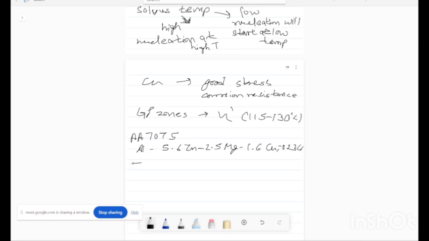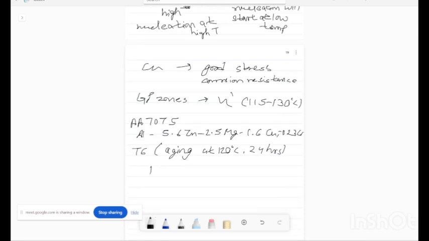So it attains the peak hardness at T6 temper condition. T6 means aging at 120 degrees Celsius for 24 hours. Peak hardness.